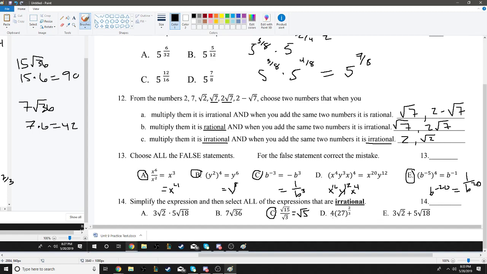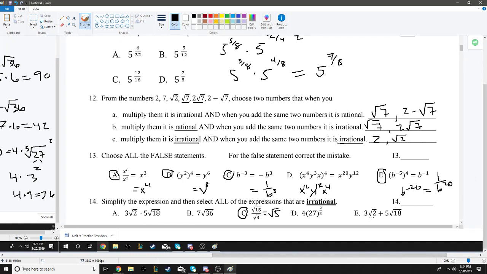Okay. For D, if you break it up, this is going to be 4 times the cube root of 27 to the 2nd power. And the cube root of 27 is 3. Again, you can do the little factor tree if you want. And 3 to the 2nd power is 9, and 4 times 9 is equal to 36. So that is rational.